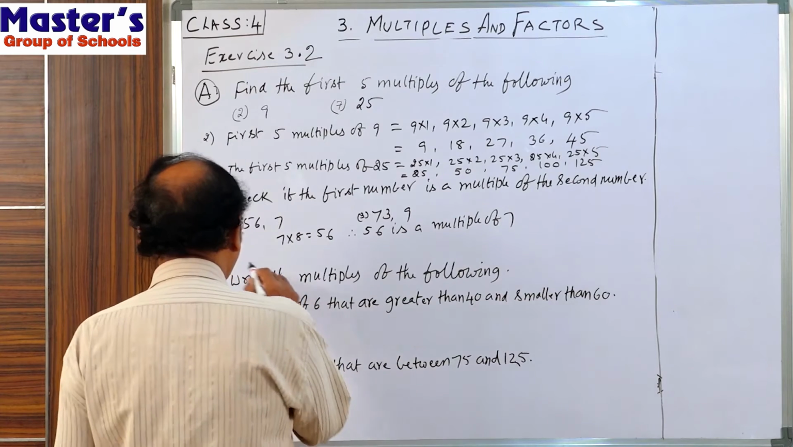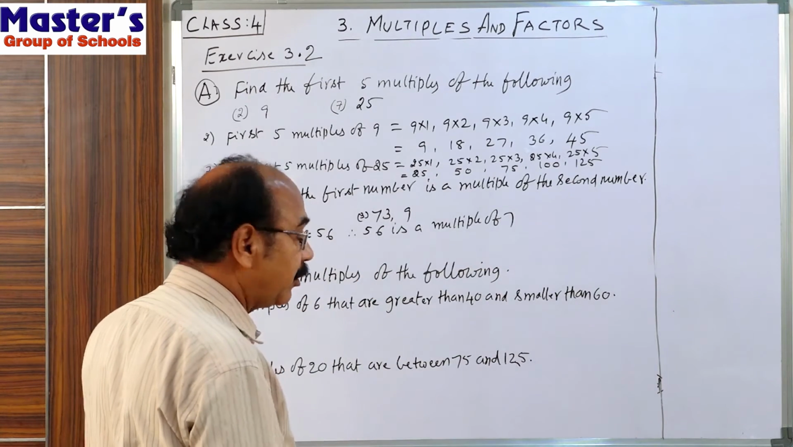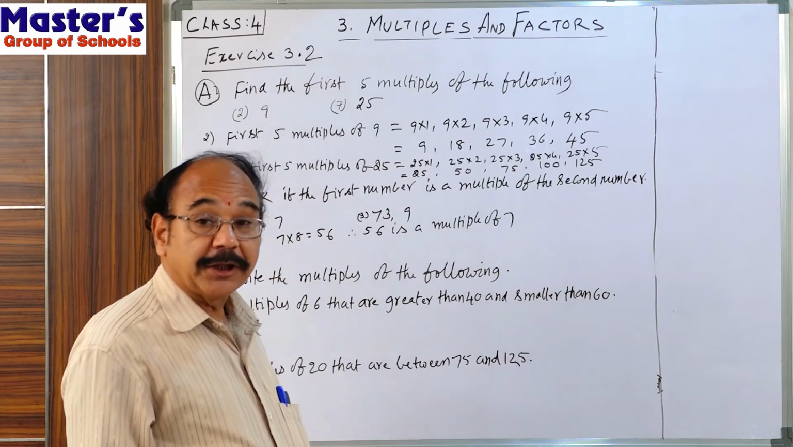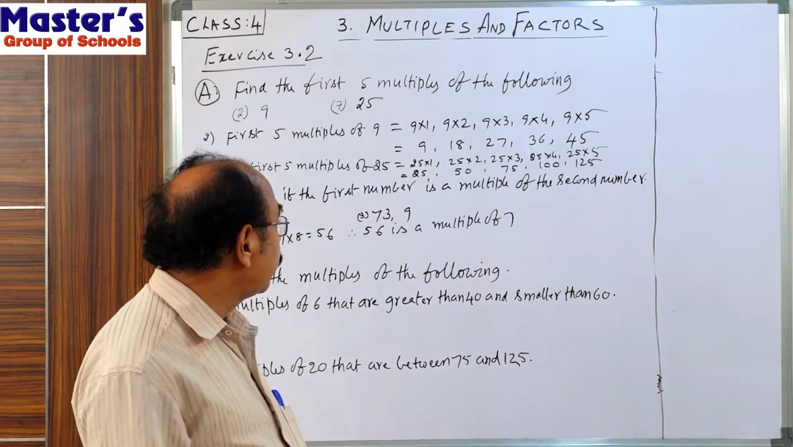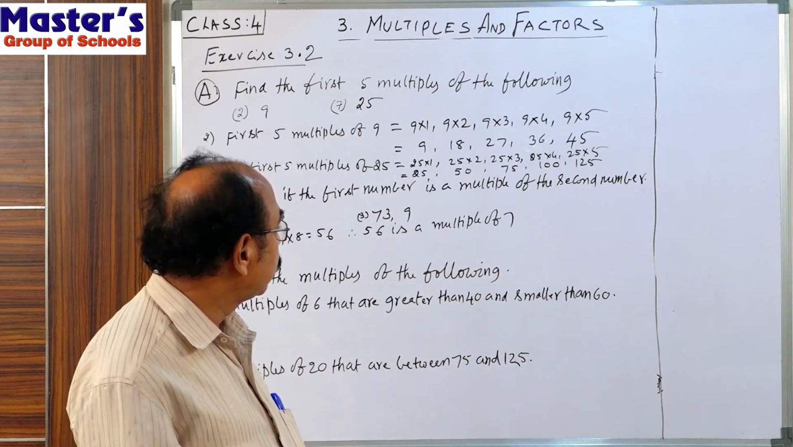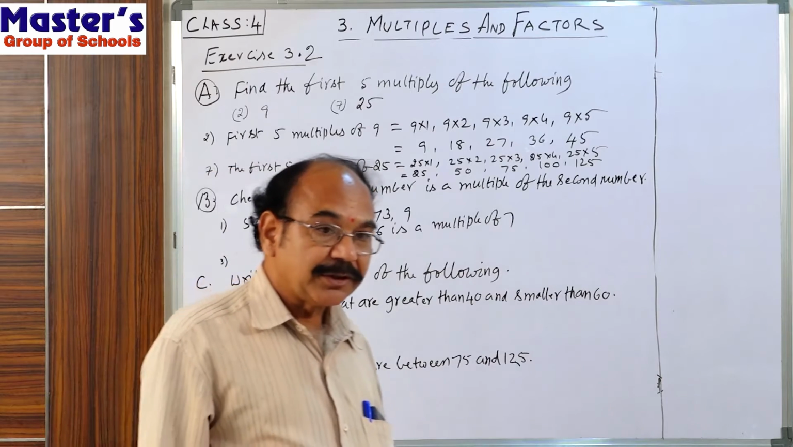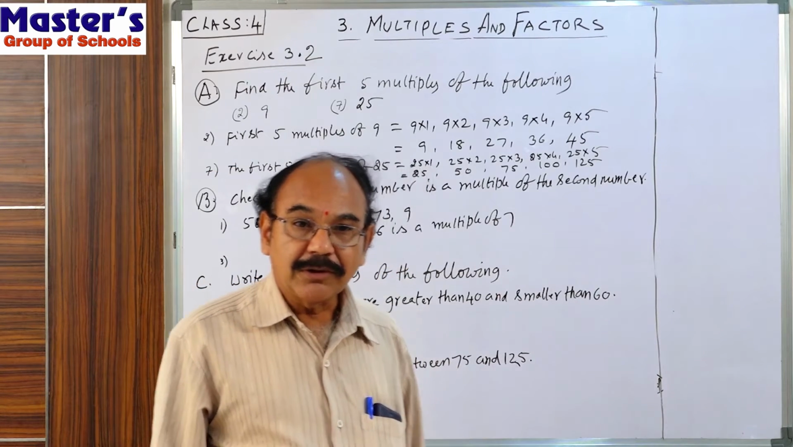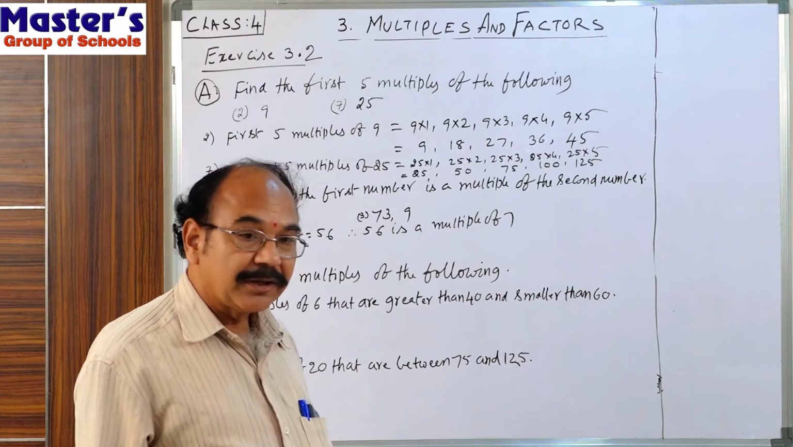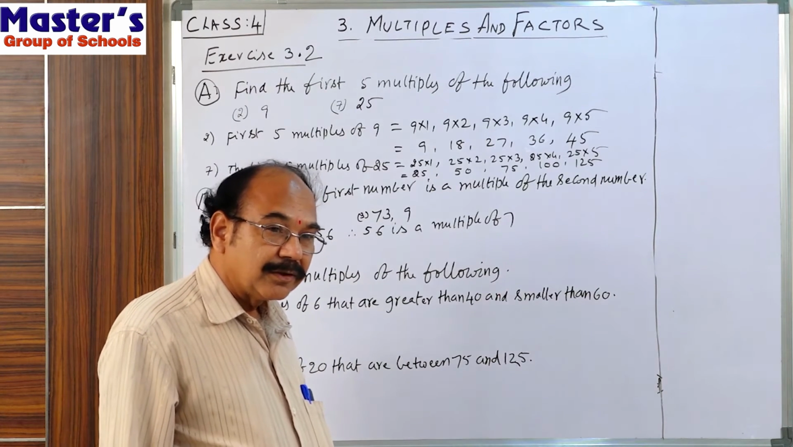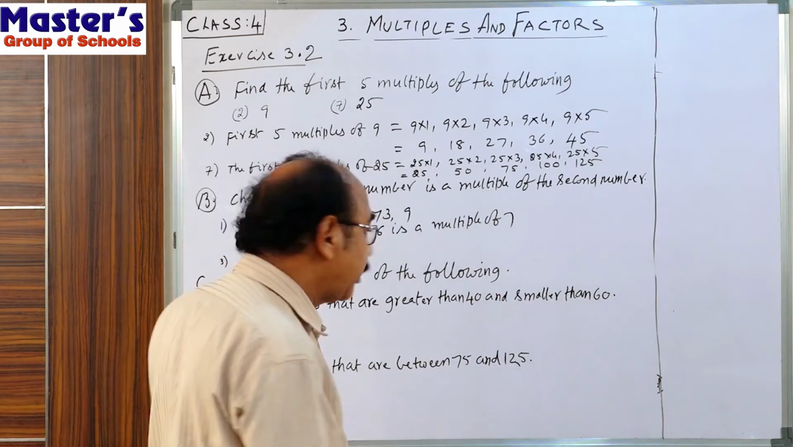Next. Now come to 3. 73 comma 9. Read the 9 table, the multiplication table of 9. In reading the 9 table, can you get 73? No. 9 8s are 72 only, not 73. So, in reading the table of 9, you are not getting 73. So, what do we say? 73 is not a multiple of 9.